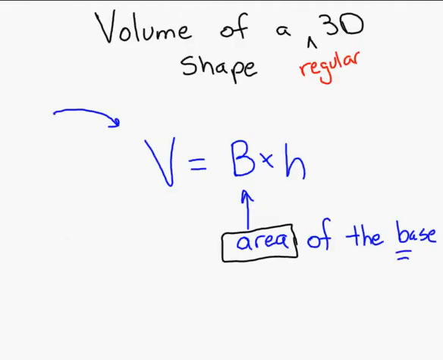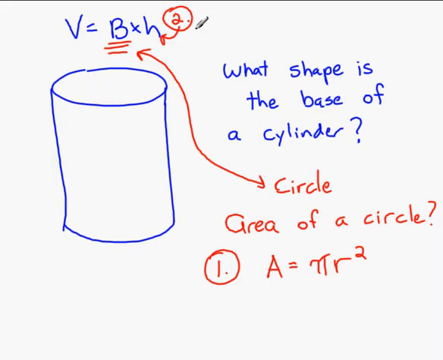So, here's an example. This says, here's a cylinder, and it says the volume is big B times H, and it asks what shape is the base of the cylinder? Well, you have to remember it's a circle. So you need to remember the area of a circle, which is pi r squared. Now, there's no dimensions given on this circle. So this one is just helping you remember how this formula should be used.